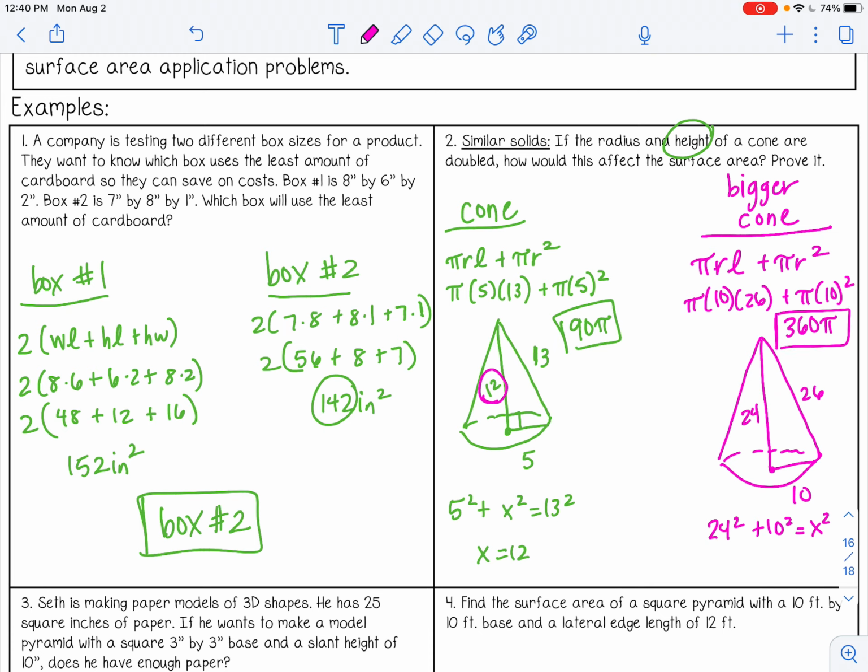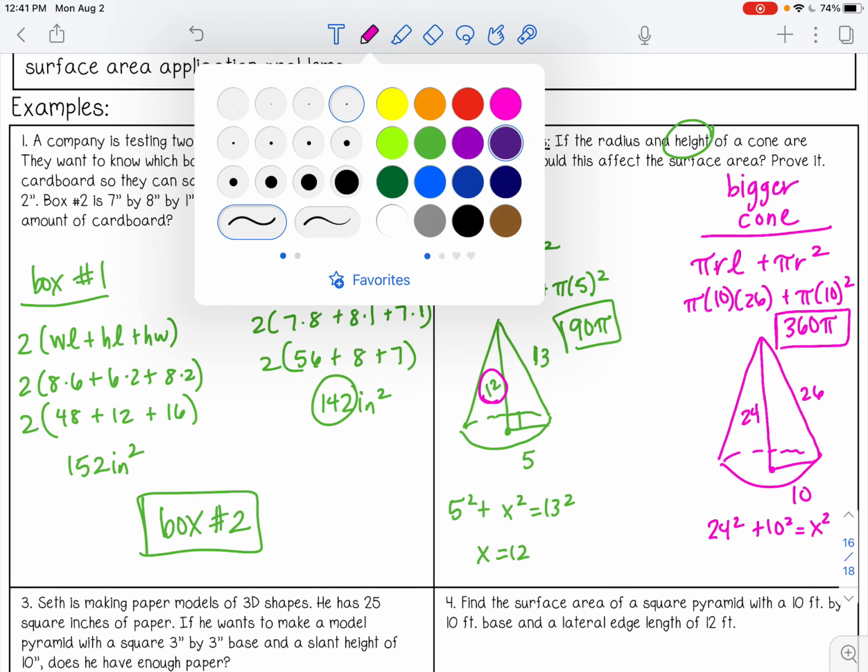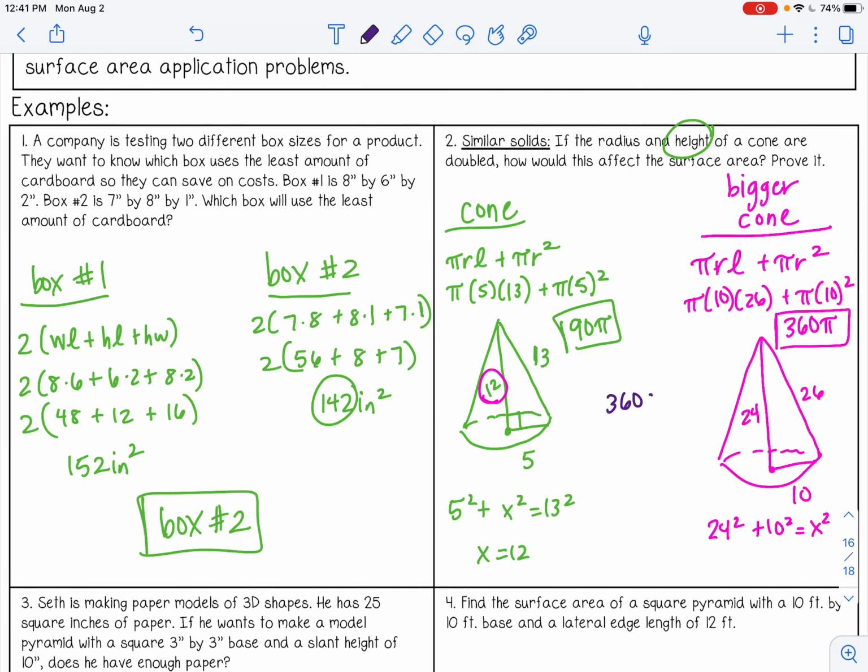So how did this affect the surface area? Well, if we take 360 divided by 90 to see how much bigger it got, that gives us 4. So when we doubled the linear dimensions, the radius and the height, the surface area quadrupled. It got 4 times bigger.